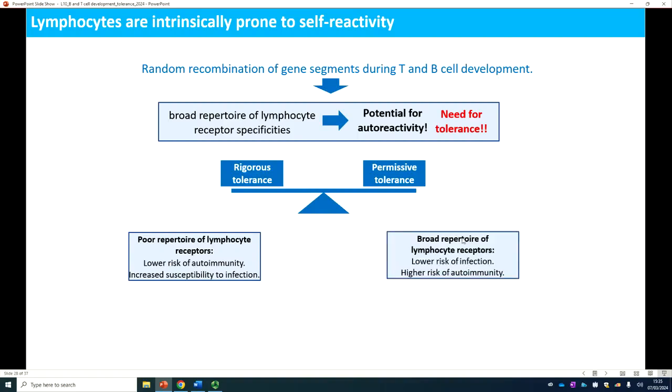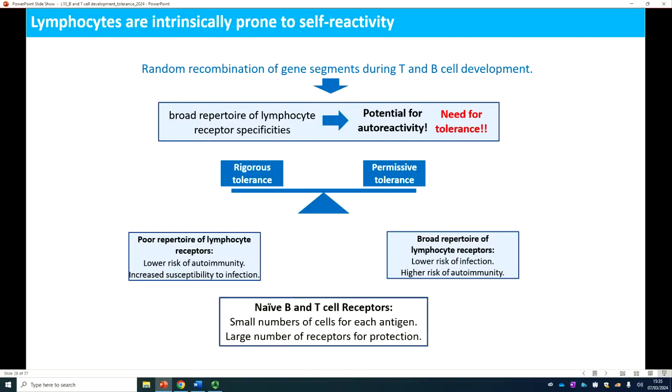Now this will give us a very broad repertoire of lymphocyte receptors, which gives us a lower risk of infection, but on the other hand, we have a higher risk of autoimmunity. So you can see it's a little bit of a balancing act as to where we fall within that kind of seesaw. Ideally, what we want is some naive B-cell and T-cell receptors that have a small number of cells for each antigen, but we have a large number of receptors that will give us and confer that protection.